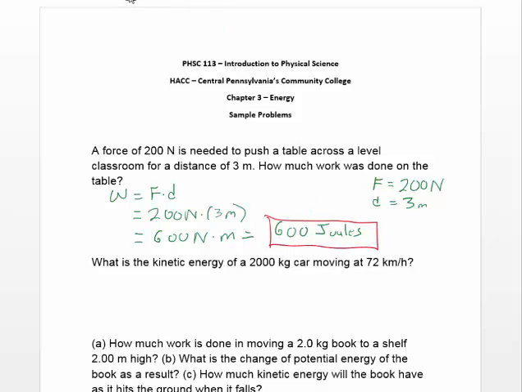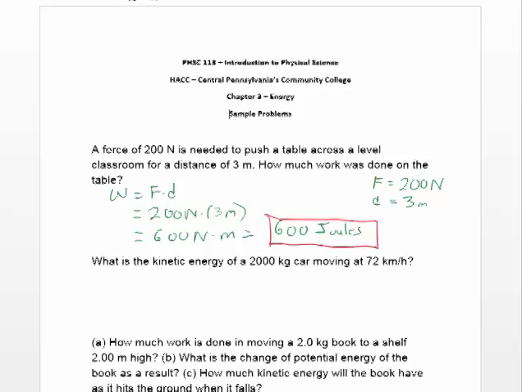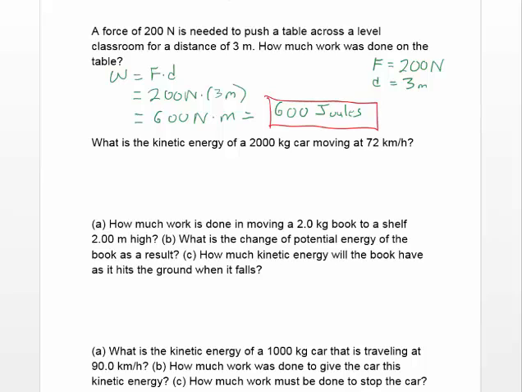Now the second one asks about the kinetic energy of a car, so let's scroll down a little here and look at this. What is the kinetic energy of a 2,000 kilogram car moving at 72 kilometers per hour? Again, write down what we know. That's always a good starting point. The mass is 2,000 kilograms, and the velocity is 72 kilometers per hour.